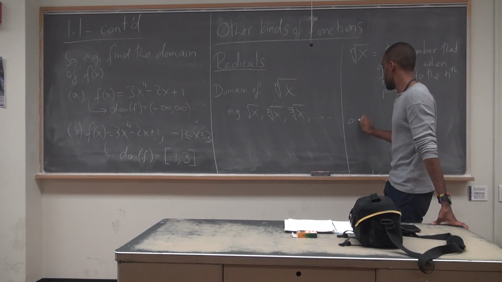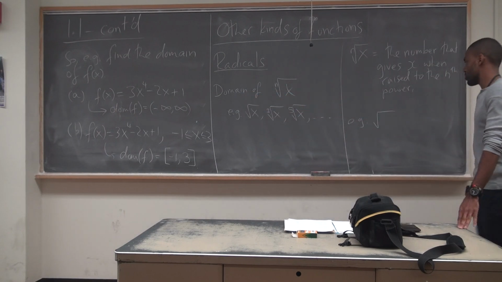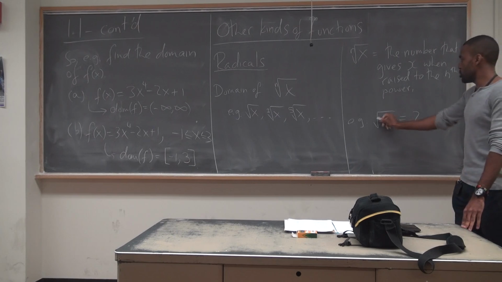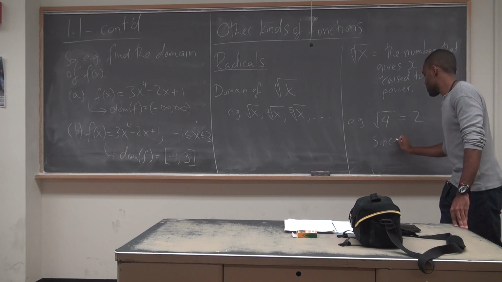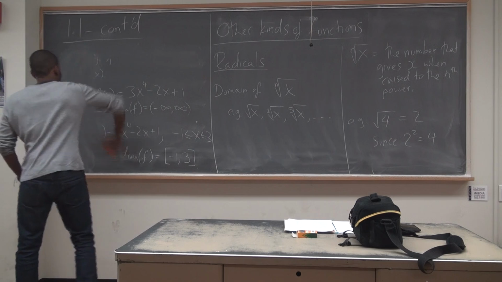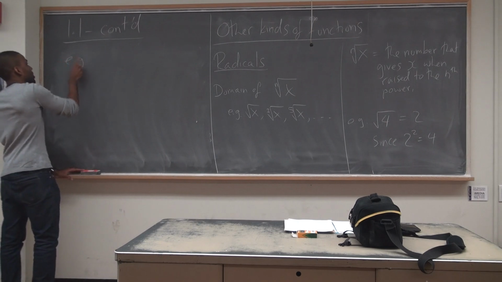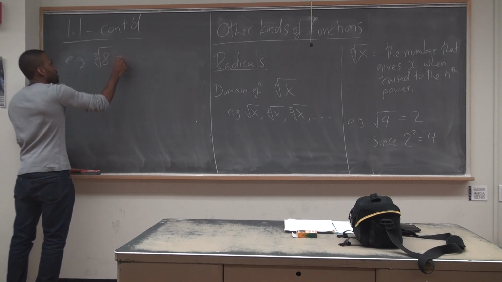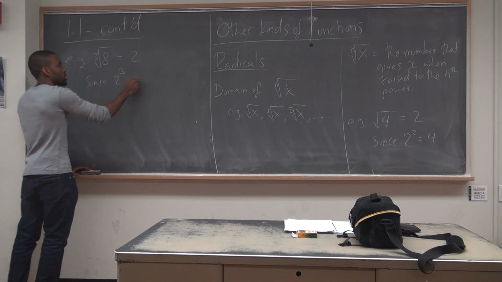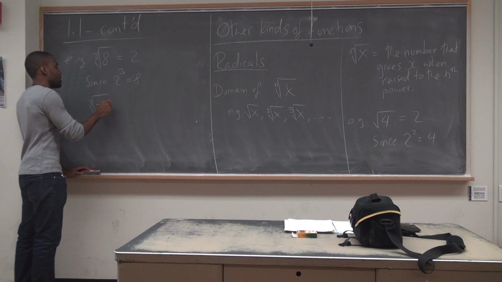So for example, and of course, if the power is a 2, you usually don't write it. So that's called a square root. So for example, I can say the square root of 4 is 2, because 2 squared is 4. Or I could say the cube root of 8 is also 2, since 2 raised to the third power will give me 8. Can I take the cube root of minus 8? No.